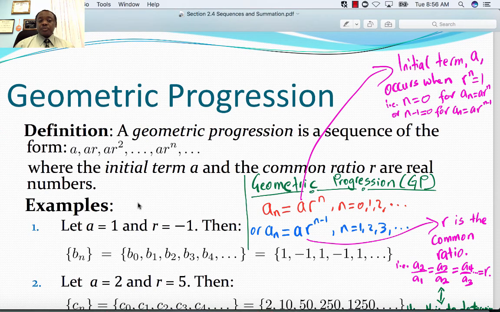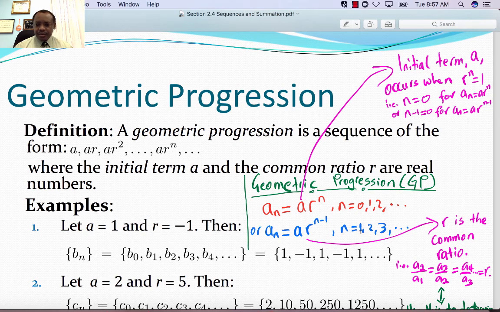Now let's begin with a special class of sequences known as geometric progression. A geometric progression is a sequence of the form a, ar, ar squared, ellipsis, ar to the n, ellipsis. So look at it very carefully and see what you observe. That is a, ar, ar squared. Interesting. a is known as the initial term, and r is known as the common ratio.